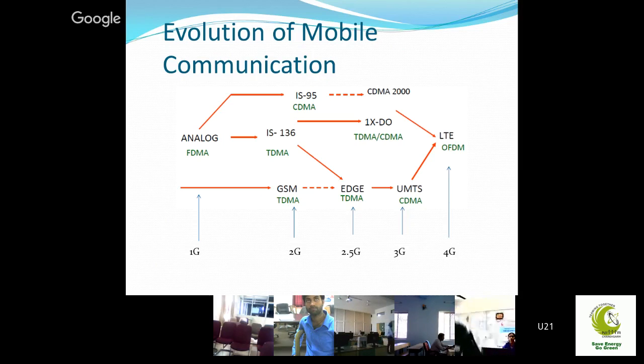The earliest generation was 1G, which was analog. Then we were having GSM, which was 2G, based on TDMA, then EDGE, then UMTS, which was based on WCDMA. And today we have LTE, what we call 4G, which is based on OFDMA.